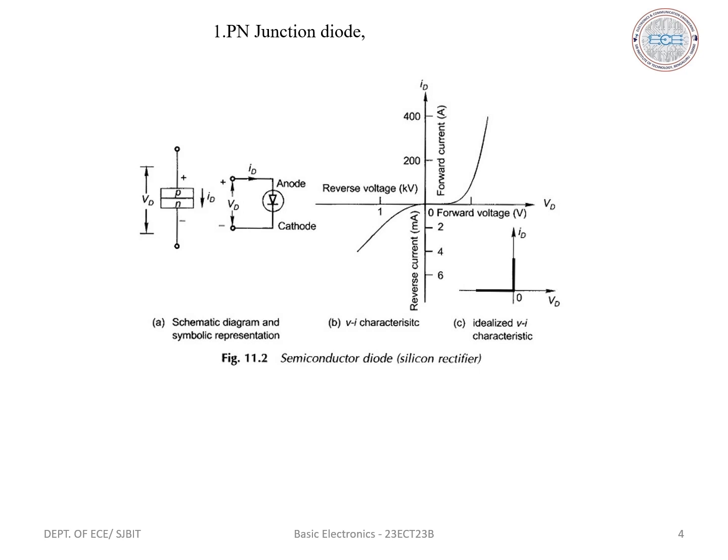In reverse bias, if the P region of a diode is connected to the negative terminal of the external DC supply and the N region is connected to the positive terminal of the DC supply, then the diode is said to be reverse biased.